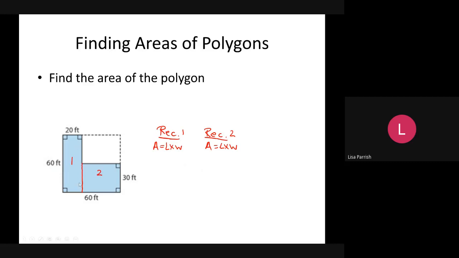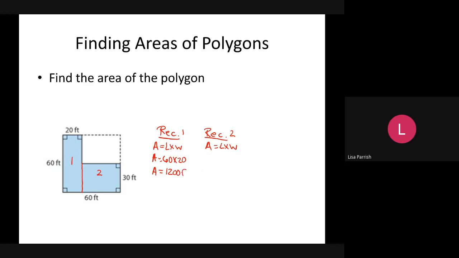Now looking at this one, I can see the length is 60 and the width is 20. Again, if you want to put your hand or a piece of paper over rectangle 2 to block it out for a minute so you can see, you can do that. But this one's going to be 60 by 20. So 60 times 20 on your calculator is 1,200.